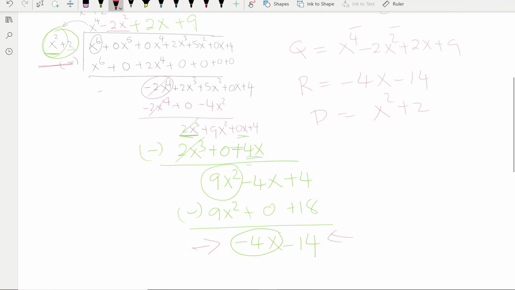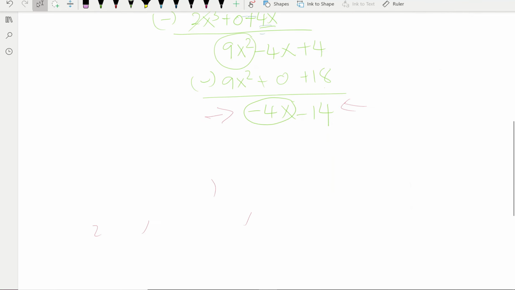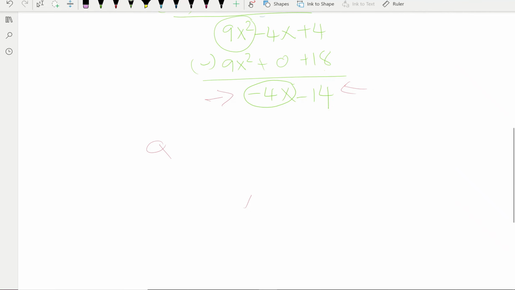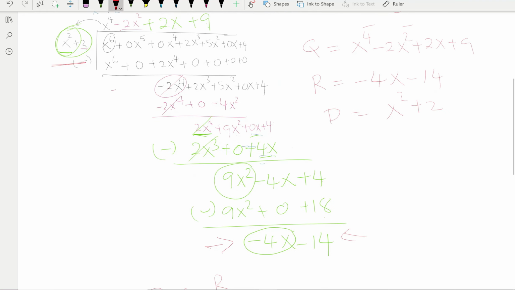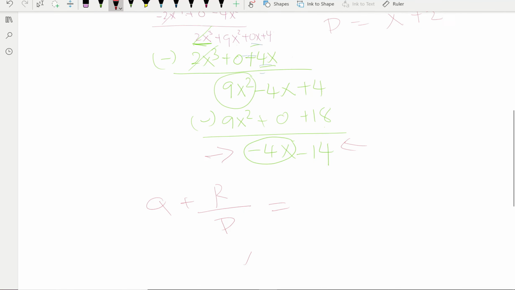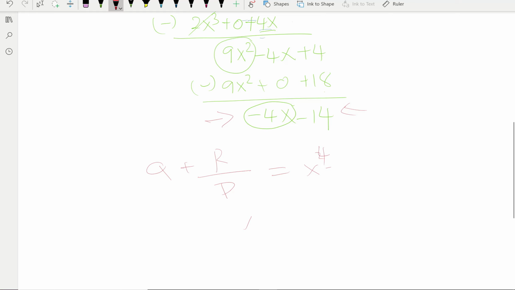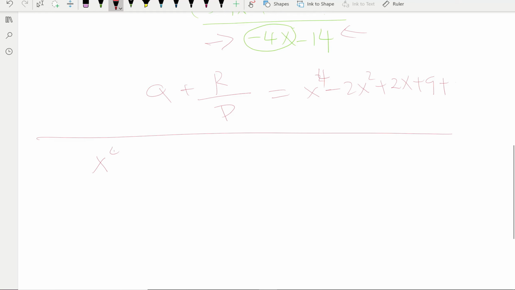Alright, so then what is the decomposition? It's going to be q plus r over d, right? So what is q? x to the 4 minus 2x squared plus 2x plus 9. Plus the remainder is, oh come on, there's no space. So let me write it again. x to the 4 minus 2x squared plus 2x plus 9, that's q. Plus the remainder is negative 4x minus 14. The divisor is x squared plus 2. Alright, so this is the decomposition.